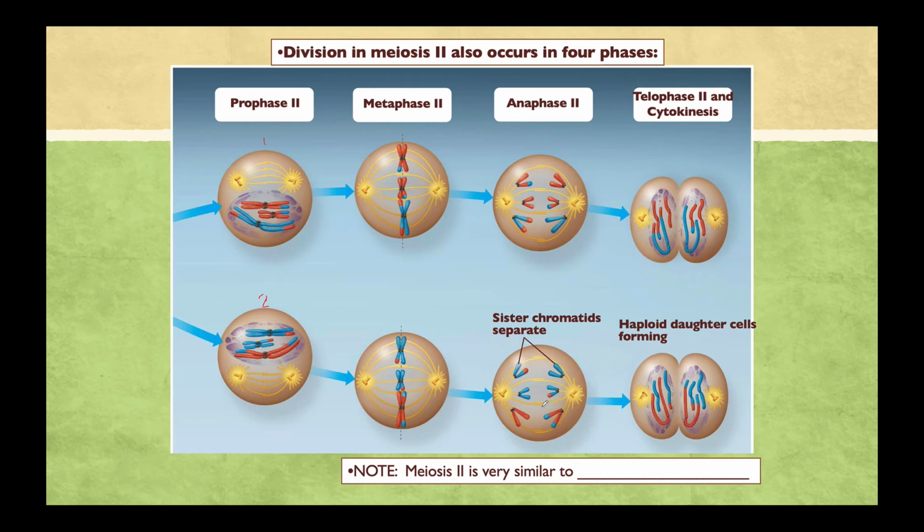Okay, and then once those walk back to their respective ends, we have cytokinesis one last time. The nuclear membrane will begin to reform, and we have four brand new haploid cells that are each genetically different from each other.